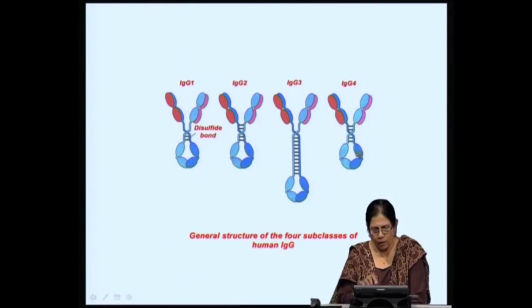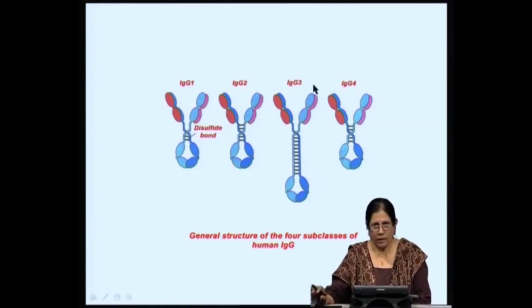IgG 2 and 4 are similar in their hinge region disulfide bonds. All of them again would be similar with respect to the domains. They have only 3 constant domains in the heavy chain. Where do these subclasses differ from each other? The difference lies mostly in the amino acid sequence, which is in the hinge region and a little bit in the Fc region.